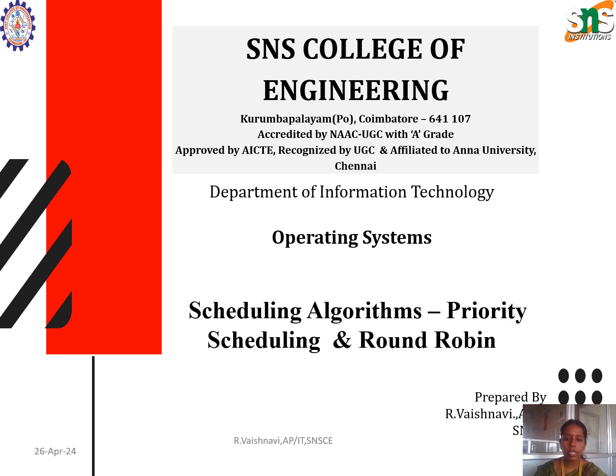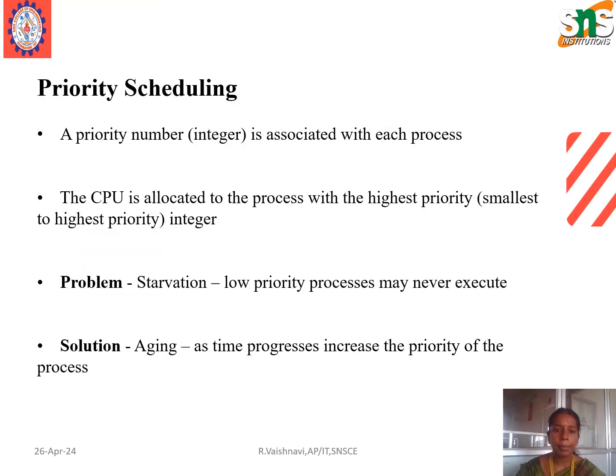Now we are going to see about the scheduling algorithms, that is priority scheduling and round robin scheduling. Priority scheduling: a priority number, that is an integer, is associated with each process. The CPU is allocated to the process with the highest priority, that is the smallest integer is the highest priority. Problem: starvation, that is, the lowest priority process may never execute. Solution: aging, as time progresses, increase the priority of the process.